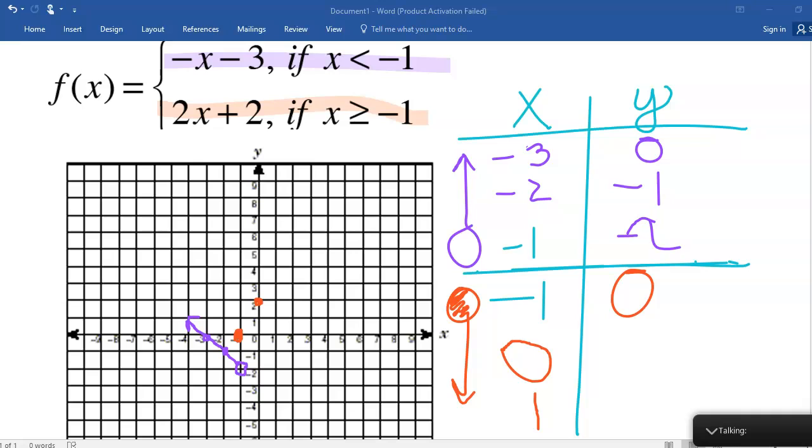You can also check by plugging 0 in. 2 times 0 is 0. 0 plus 2 is 2. 2 times 1 is 2. Plus 2 is 4. And you could go up 2 and over 1 again. Then you have your 3 dots on the graph. This is for x values as x gets bigger. So you connect your dots and put your arrow.